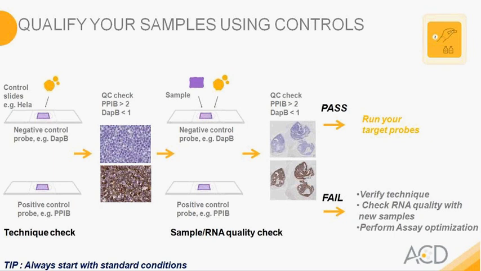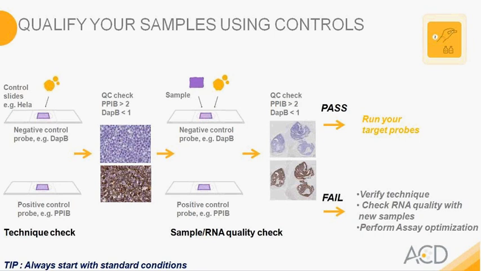You should perform a quality control check. In this example, we're looking at PPIB and DAP-B. If PPIB is greater than 2 and DAP-B less than 1, as shown here, you should proceed to sample and RNA quality check. This will be specific to the sample you're using.